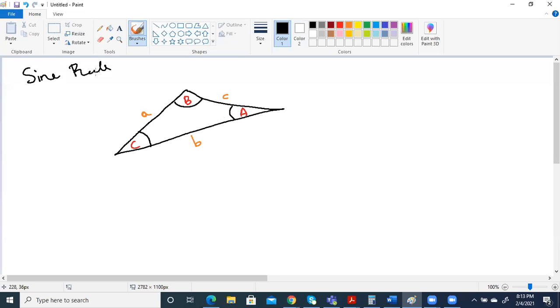Right. So what exactly does the rule say? The rule says that there is a relationship between all of these angles and the sides, right? So the rule says the side a, so a is arbitrary, could be any of these, but in our case, this is the side a. If you put that over sine A, which is the sine of the angle A, that is equal to the side b put over the sine of the angle B, and the same for c.